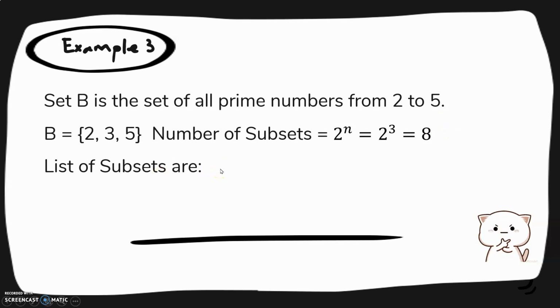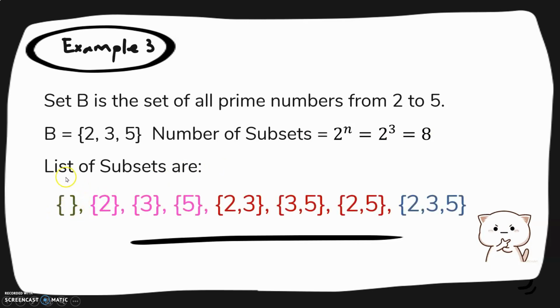To list all the subsets, these are the null set, which is an empty set or just curly braces. The next subset is 2, another set. 3, another set. 5, another set. Then we also have a combination of 2 and 3, another set. The 3 and 5, and the 2 and 5. We also have the combination of all elements, which is 2, 3, and 5. So we counted all 8: 1, 2, 3, 4, 5, 6, 7, and 8. Total of 8 subsets in set B.